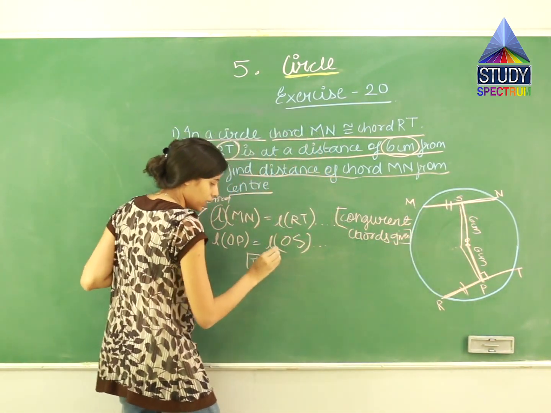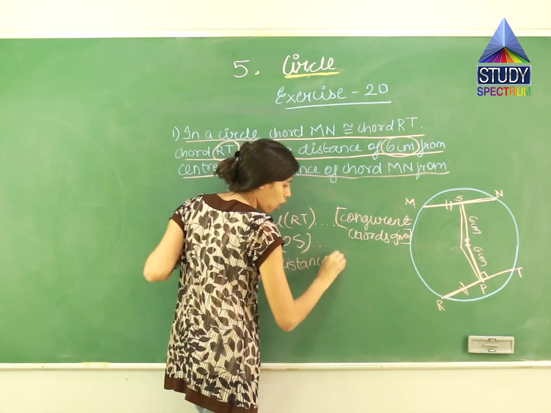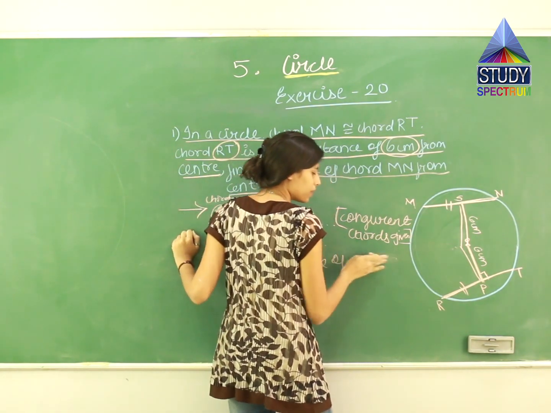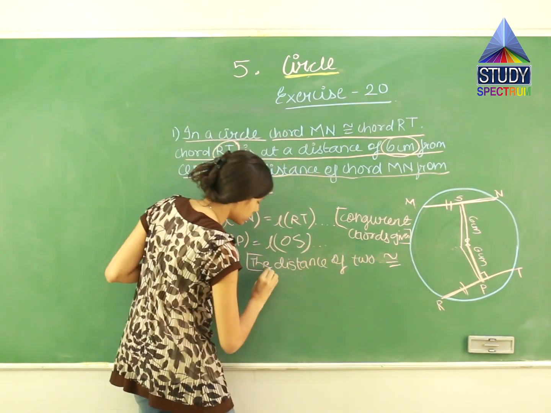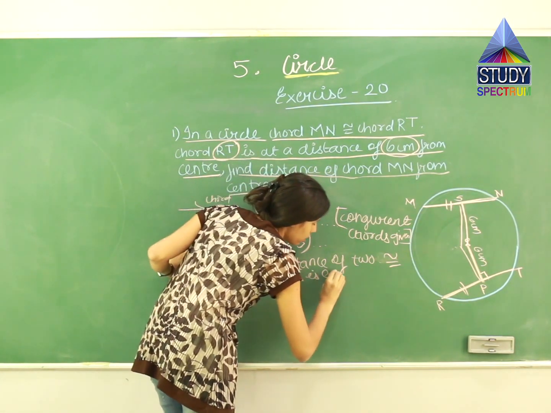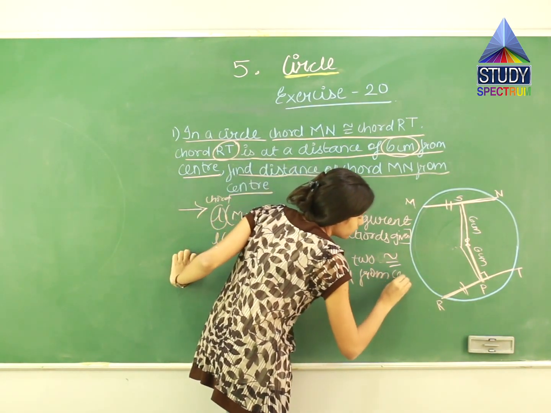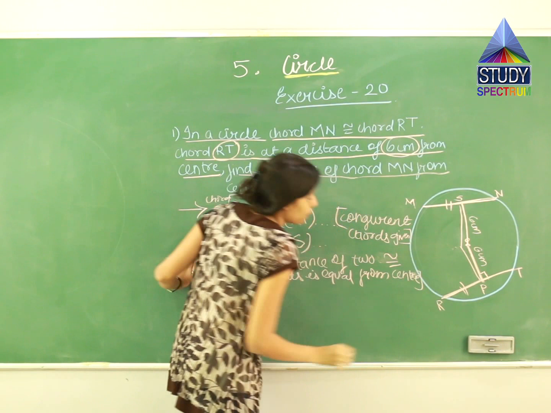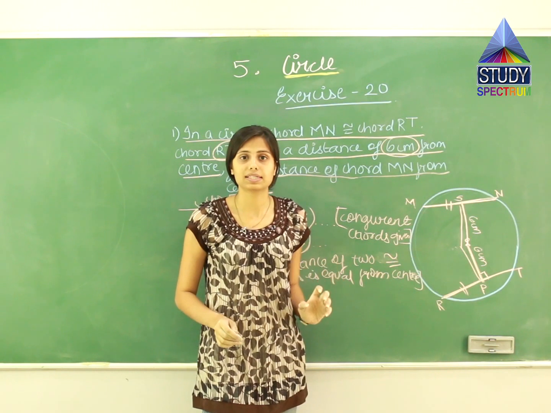Why? The distance of two congruent chords, I am representing by a congruent sign. You have to write congruent as a whole. Congruent chords are equal distance from center. Meaning, if two chords are of the same length, then their distance from the center will also be the same.